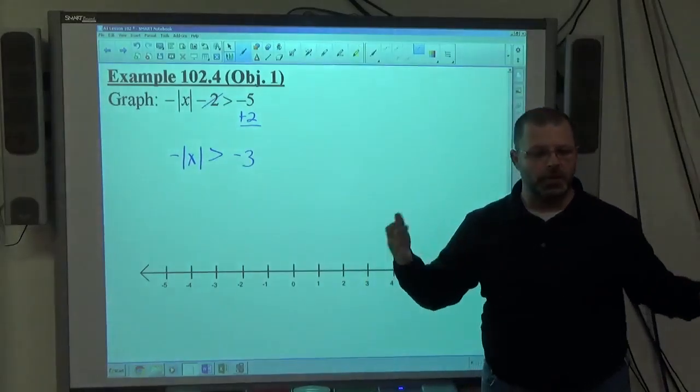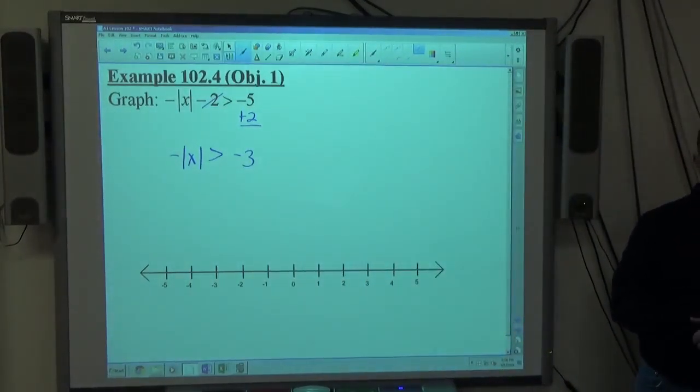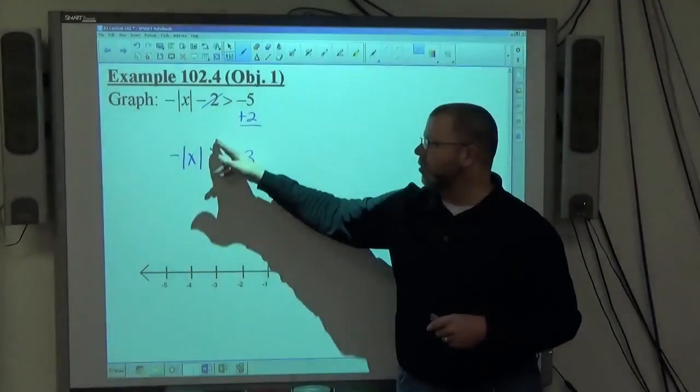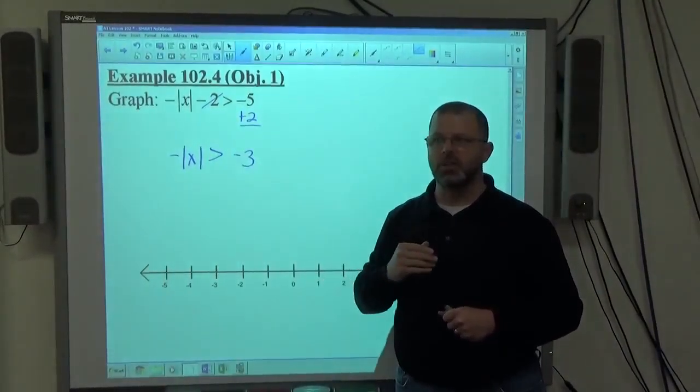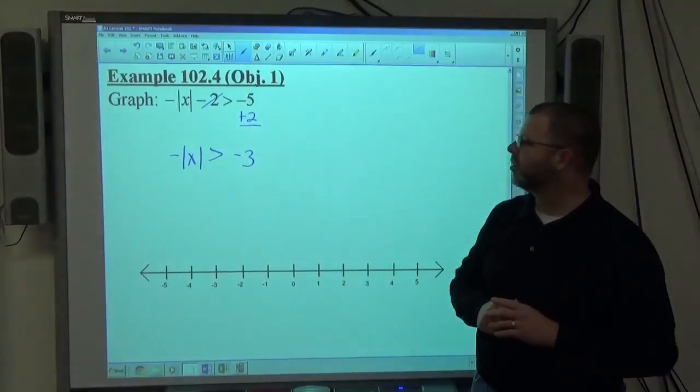So same rules as typically we do with solving inequalities. We move things around, we change signs. The inequality symbol itself does not change with that type of movement, just moving something and changing a sign as you move it across the inequality symbol.